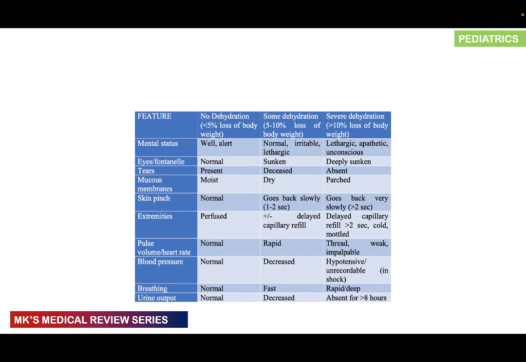Then in terms of breathing, normal with no dehydration, fast breathing with some dehydration, and rapid deep breaths with severe dehydration. Urine output is normal for no dehydration, decreased with some dehydration.